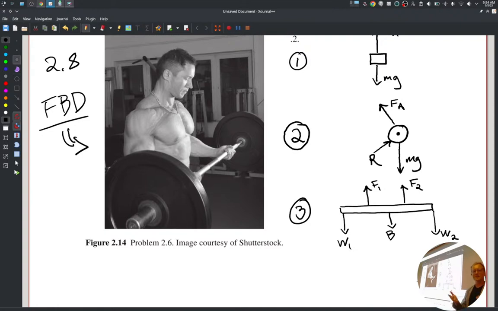Yeah, reading is fundamental. If you read, sometimes it makes it easier. You can ignore some more forces that way.